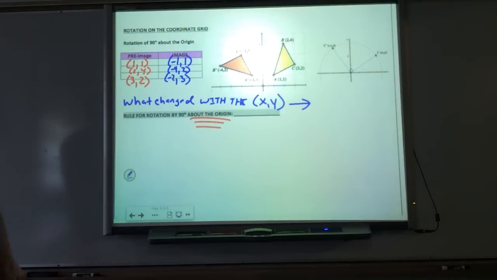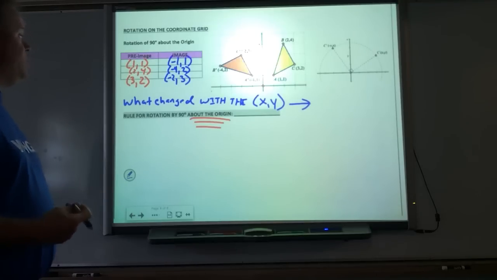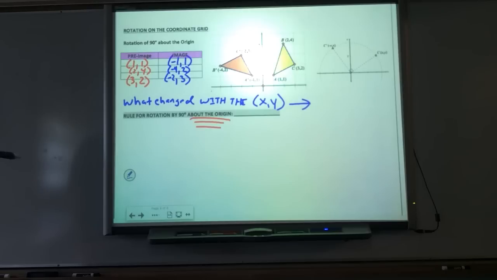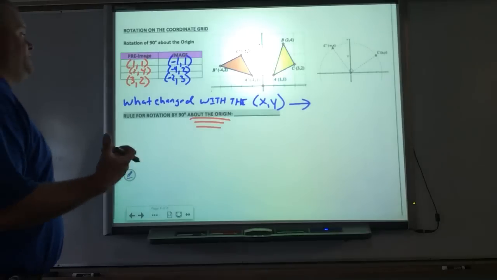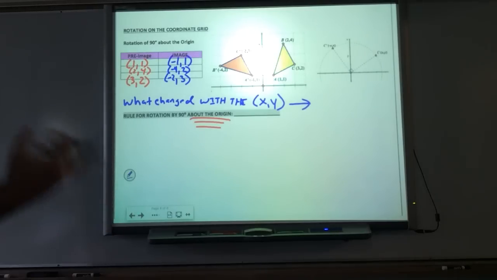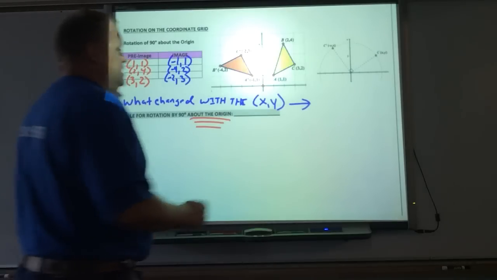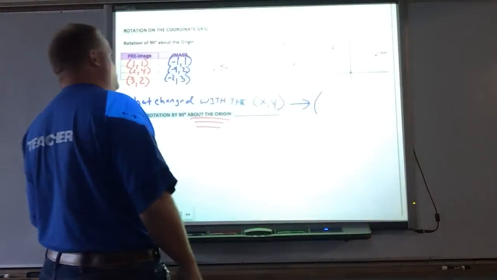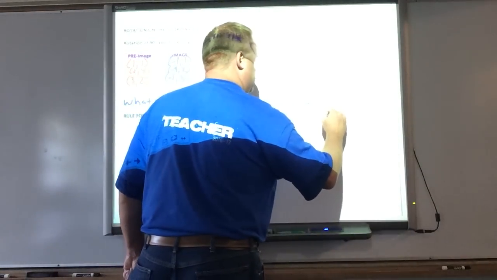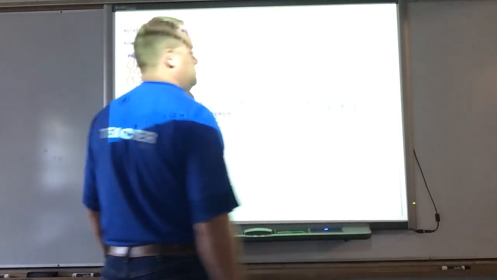Pre-image to image. Well, if I look at it, I got a 1, 1 in the pre-image for A. I end up with a negative 1, 1. Pre-image for point B, I have a 2, 4. I end up with a negative 4, 2. I kind of see a pattern here. And then for point C, I see 3, 2. And then all of a sudden, the image is at a negative 2, 3. Well, this really shows me that the change is that I'm going to put the Y term first, but put a negative with it, and then put my X term last.